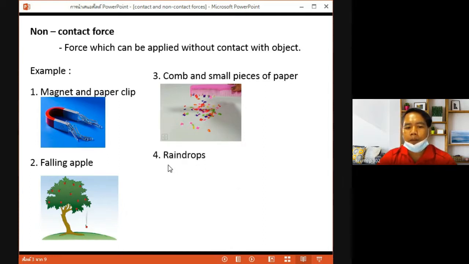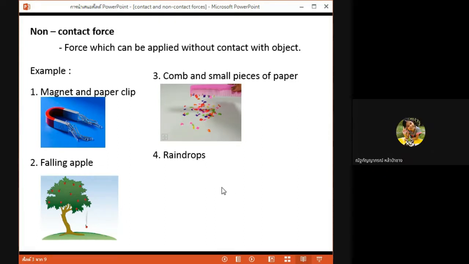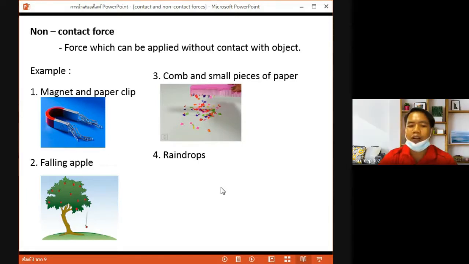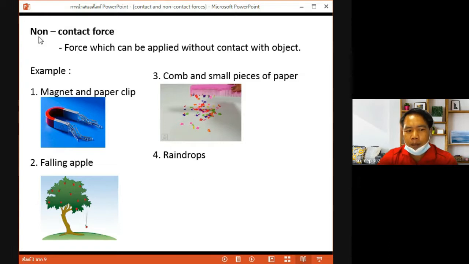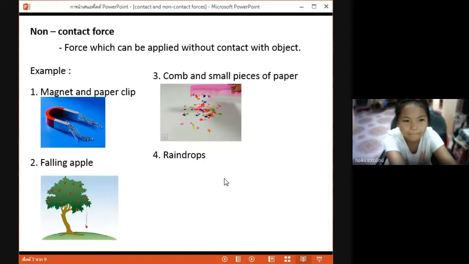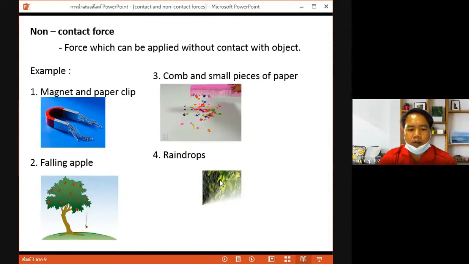Okay, another example is raindrop. Raindrop, or the rain. Do you know what is rain? Okay, very good. Raindrops. This is an example of non-contact force because no one is letting the rain come. Just the rain dropping.